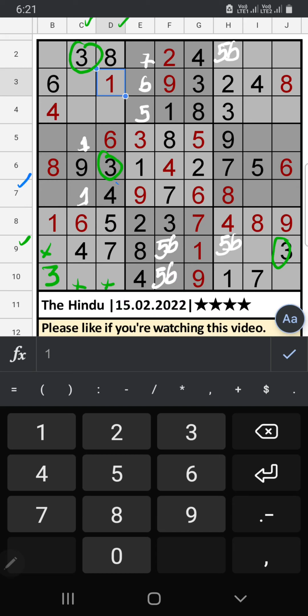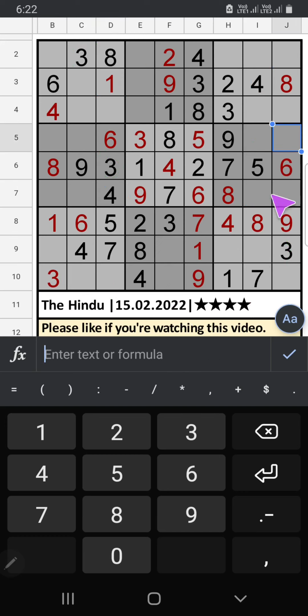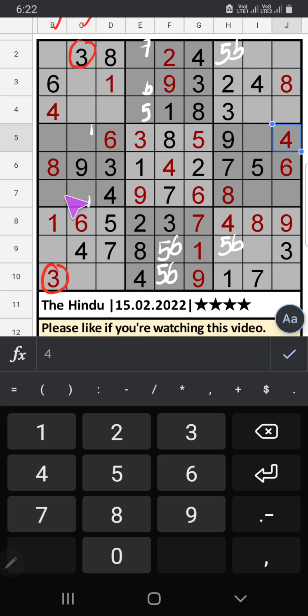Seventh row we have 4. So 4 can't come in these cells. Column I also we have 4. So 4 can't come in this cell. Then 4 is confirmed here. Column B and column C we have 3. So 3 can't come these cells. Column J also we have 3. So 3 can't come in this cell. Then 3 is confirmed here.